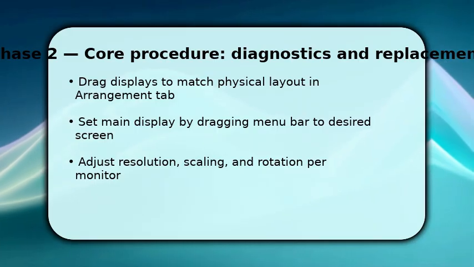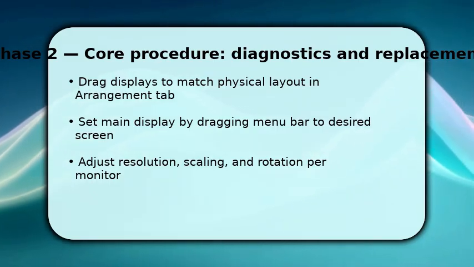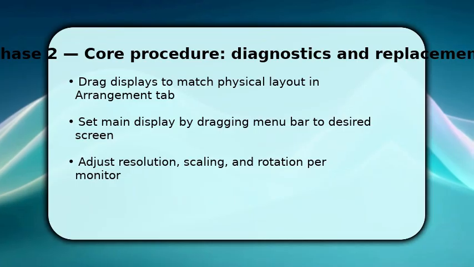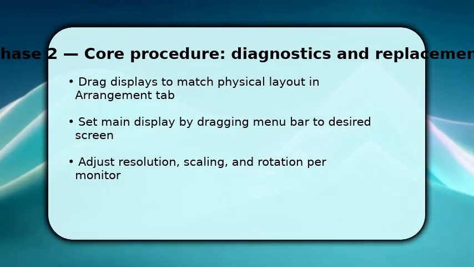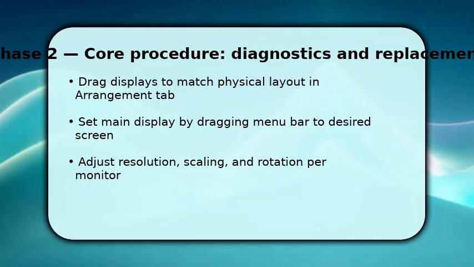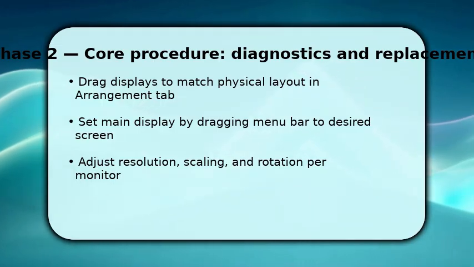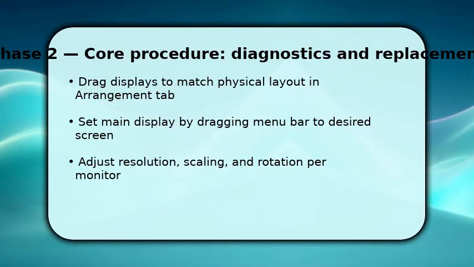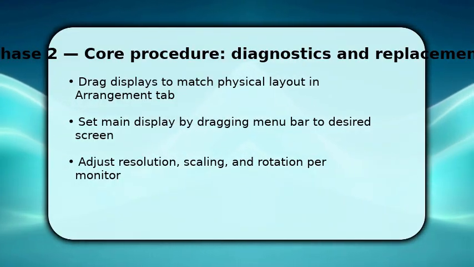To choose which screen shows the menu bar and dock, drag the white bar to the primary display. This sets focus for apps and screenshots. Make sure to set appropriate scaling or resolution for each monitor so text and UI look crisp. You can also rotate or set Night Shift and color profiles for accurate color when needed.